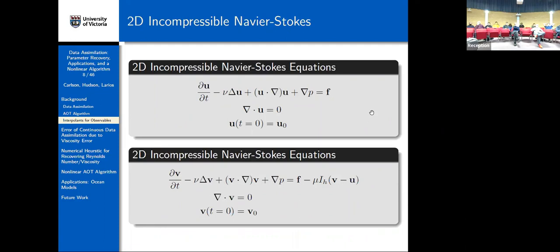Just to make everything concrete, here's our standard 2D NSE, and then here's the 2D NSE with, I should say, AOT changes here. So we have minus mu I_h of (V minus U). You can think about this as, if all this other stuff was gone, quasi-exponential decay, right? So this is kind of linear in some sense in V minus U. So you have dV/dt equals minus mu I_h of V.